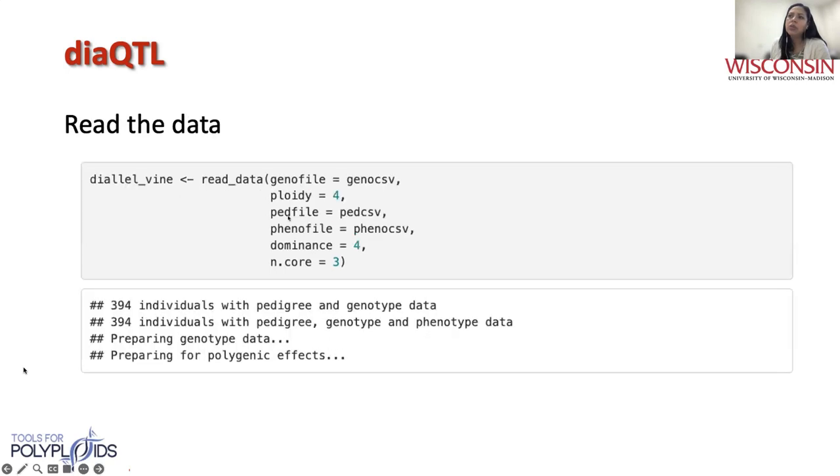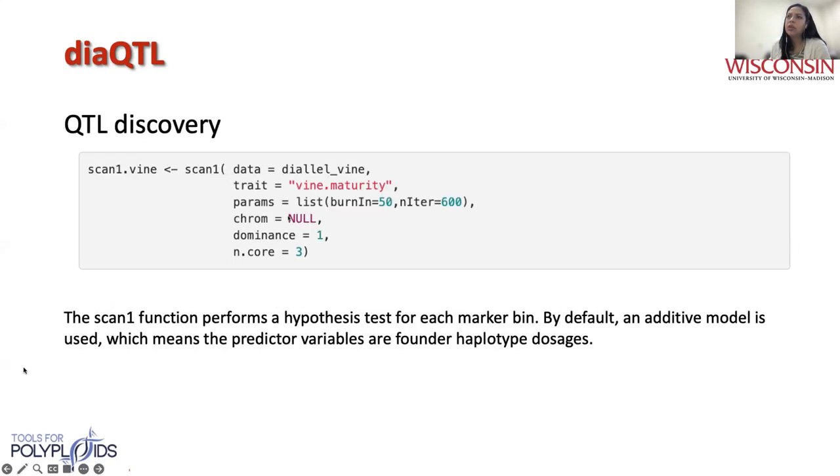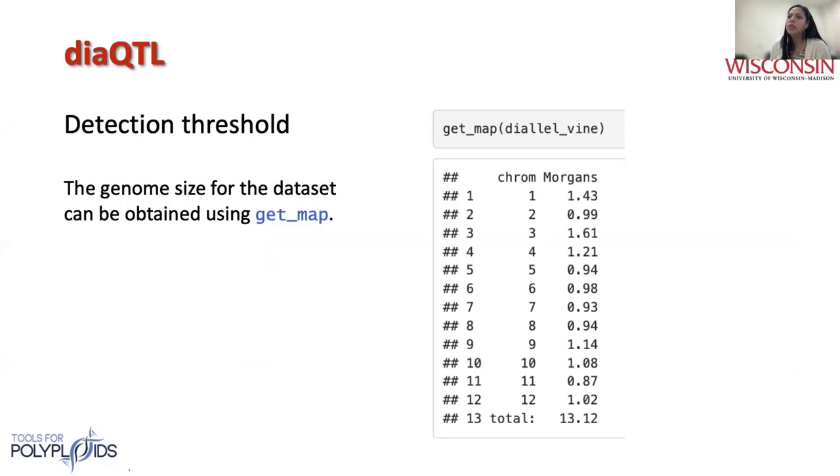Here you can also determine the chromosome. If you put null, it will analyze all the chromosomes. Otherwise, if you want to save some time, you can just put the chromosome of your interest because you're doing fine mapping. And yes, it is very straightforward.